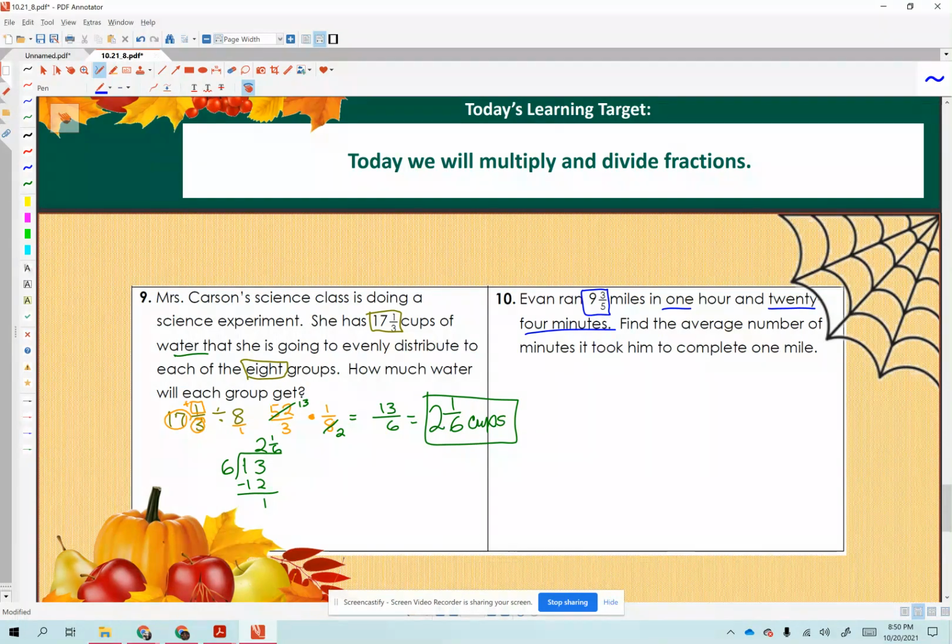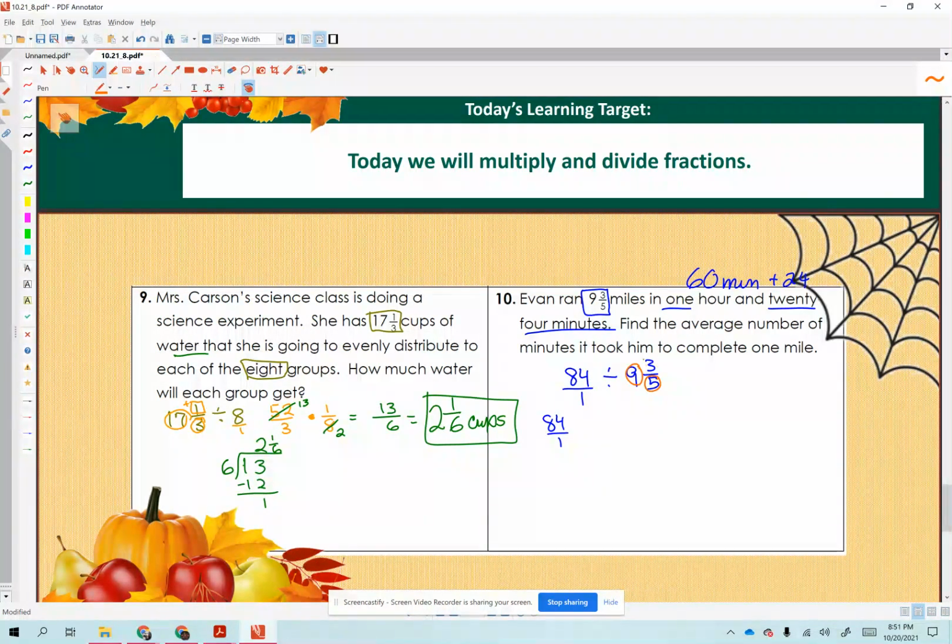divide 84. Oh, it's 24 minutes. That can't, 1 hour and 24 minutes. Okay, 60 minutes plus 24 minutes. That's 84 minutes. So we'll divide that by 9 3/5. So we will put a 1 under the 84. So our first fraction will be 84 divided by 1, and then we will convert 9 3/5 to an improper fraction.